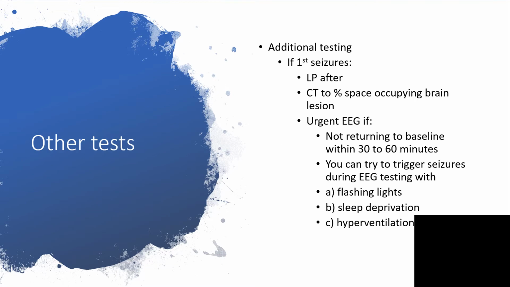Additional tests that we're going to do here, if this is the first seizure, please, we can do CT of the head to rule out space-occupying lesions before we do our lumbar puncture. So if it is a first seizure and we just want to be safe, CT of the head, then lumbar puncture. Then we can order an urgent electroencephalogram, EEG, if the individual is not returning to baseline within 30 to 60 minutes. Or you can try to trigger seizures during EEG testing with flashing lights, sleep deprivation, and hyperventilation, so that you'll be able to get the exact form of the seizures on EEG.